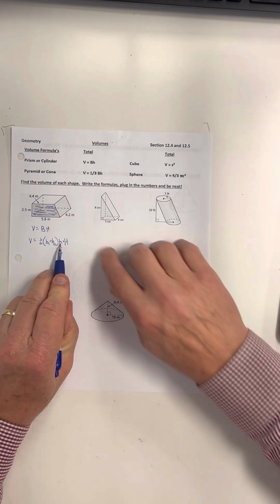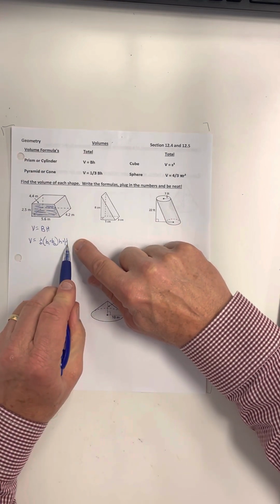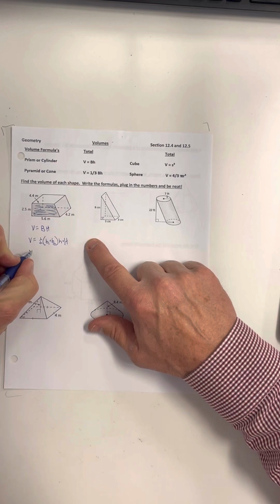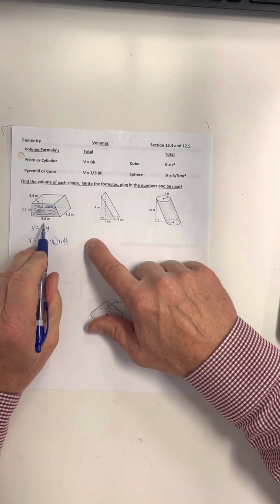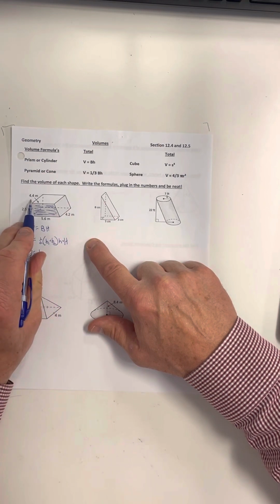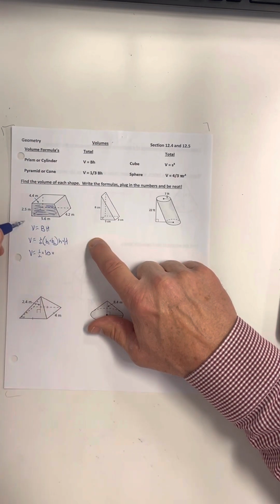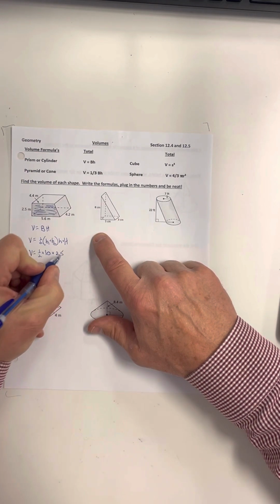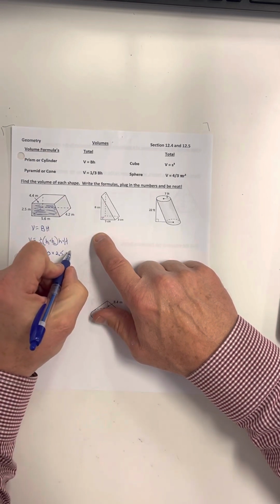The little h is part of the trapezoid, so the height of the trapezoid is 2.5. The big H is the height of the prism between the two bases, which is 4.2. So when I plug it in, I have 1/2 times the two bases added together. 5.6 plus 4.4 is exactly 10. Times the height of the little trapezoid, 2.5, times the height of the prism, which is 4.2.